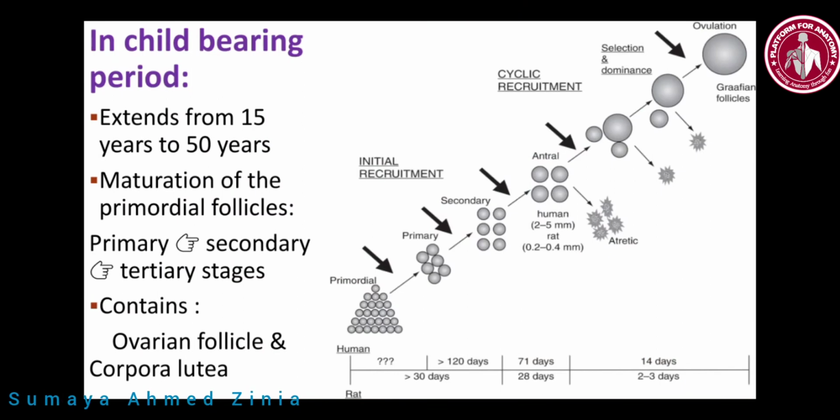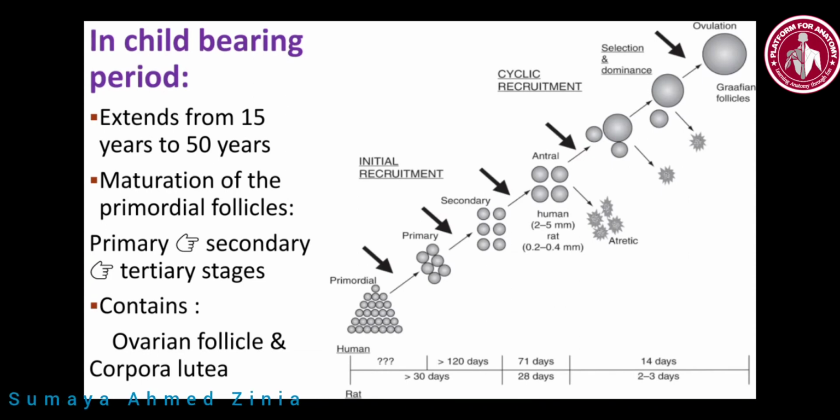In childbearing period, on an average, this period extends from 15 years to 50 years. That means from puberty to menopause. During this period, the primordial follicles are divided into primary, secondary, and tertiary follicular stages.